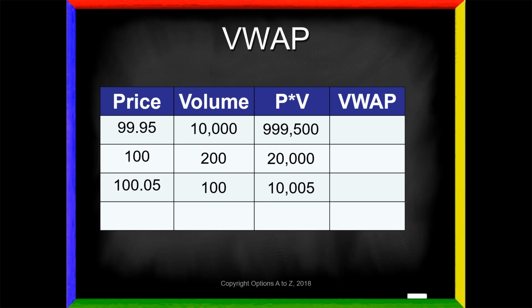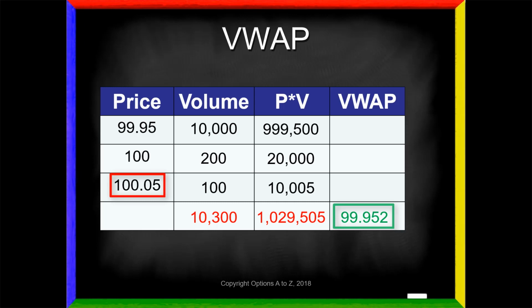So just like we did with the tests, we're going to add up all of these points. In this case, we have a little over 1,029,000 points. However, we had a volume of 10,300. So we got this 1,029 figure across 10,300 shares. So we just divide those out and we get 99.952. So even though at that third trade the price of the stock was 100.05, the VWAP was 99.952. It was only slightly higher than the very first trade.